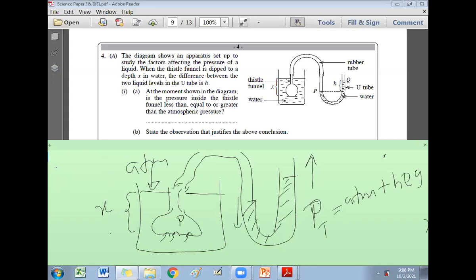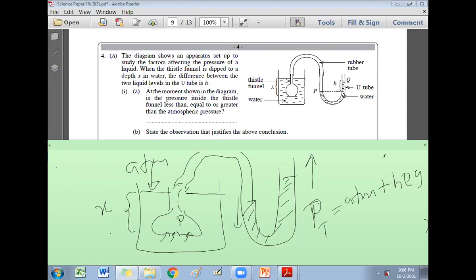Same scenario here, same concept. What is the total pressure exerted on the rubber membrane of the thistle funnel? There's a thistle funnel and it is covered by a rubber membrane. Right? Water will enter into the funnel. This funnel is not fully filled with water. Only the U-tube has water. The other end is empty, packed with air.